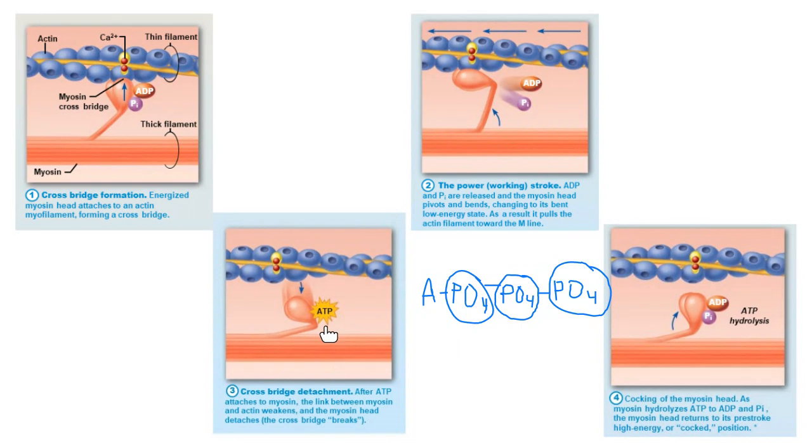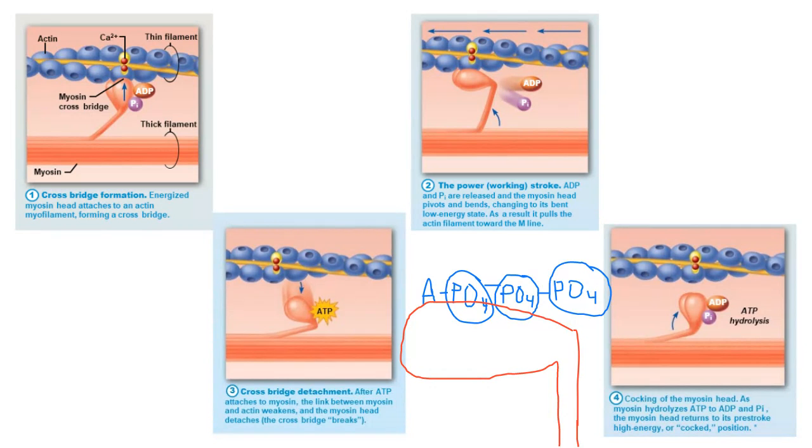What happens between the detachment stage and the cocking the myosin head stage is I chop up this chemical bond right here. So this whole molecule, this was one thing, this was ATP. ATP turns into ADP and phosphate because basically, here, let me draw a little myosin here. So this whole thing is attached to my myosin. So here's my myosin golf club head here.